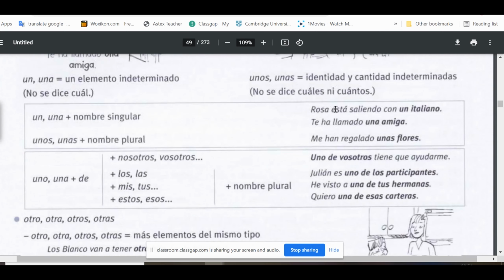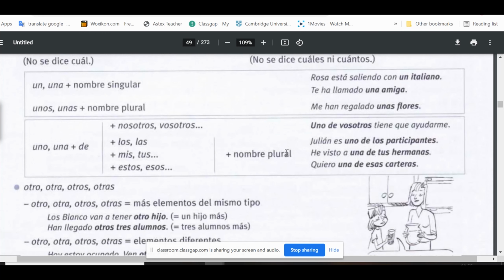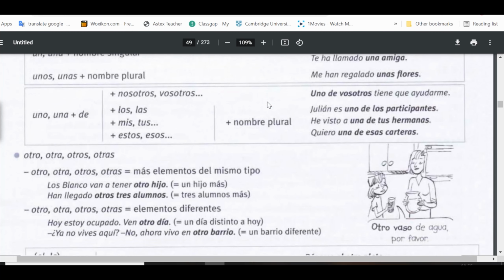Por ejemplo, Rosa está saliendo con un italiano. Me han regalado unas flores. Okay, you can also say one of us, one of them, one of my sisters. So this is also going to be this word. So uno de vosotros, uno de los participantes, una de esas carteras. Easy, yeah?